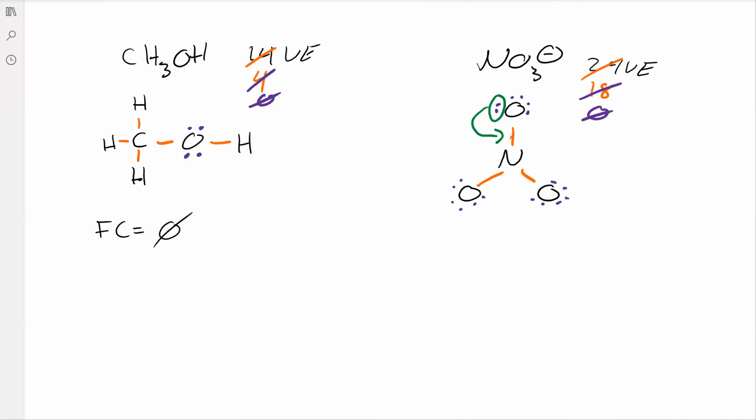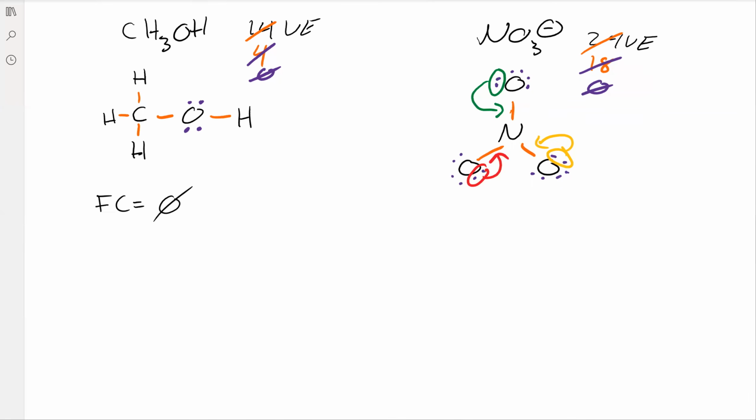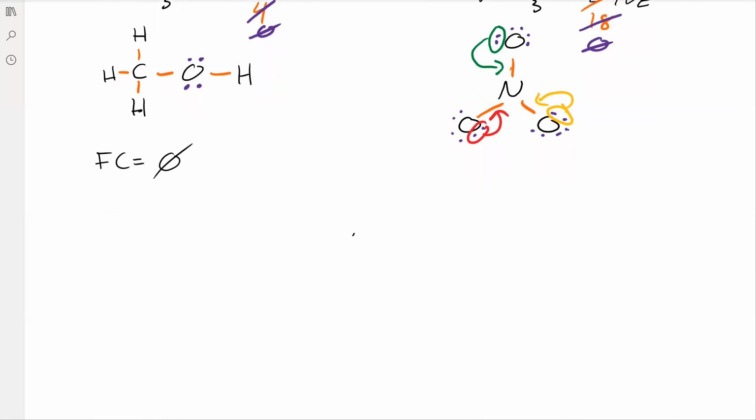I could pull them from this oxygen, I could pull them from this oxygen, or I could pull them from this oxygen, right? That central nitrogen only needs 1 more bond to have a filled valence shell, so I don't want to do it from all 3 oxygens. So how do I decide which oxygen to do it from, right? I can draw all 3 structures and think about which one is better. So let's draw this one right here with a double bond.